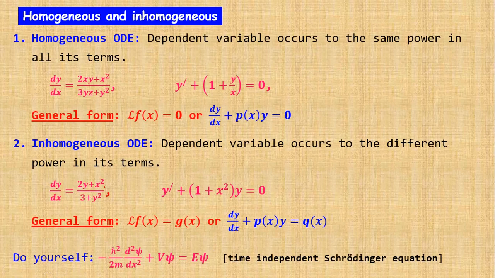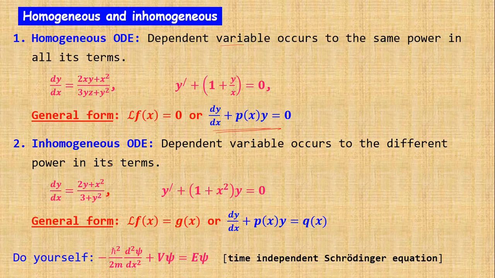What do you mean by homogeneous and inhomogeneous? A homogeneous ordinary differential equation means the dependent variable occurs at the same power. Here you can see the powers of x, y are 1, 1, 2, 2, 2. All elements have the same power. That's why this is a homogeneous equation. Here also the power is 1, 1 cancel out, the power will be 0, and this power is also 0. So this is a homogeneous equation, written in the general form like that.